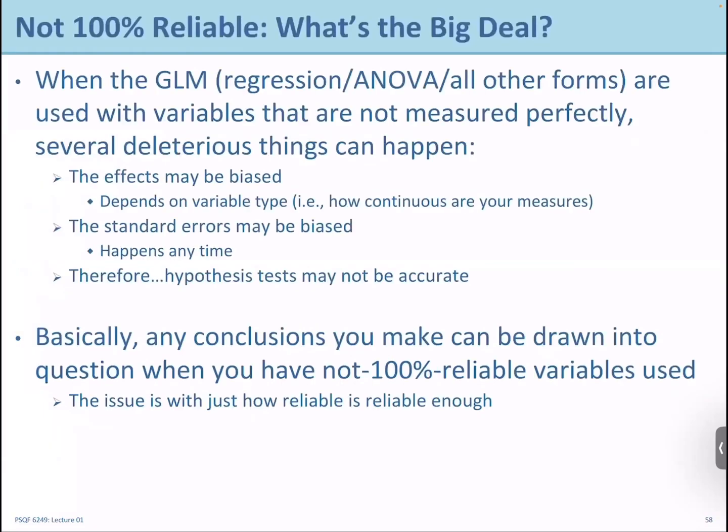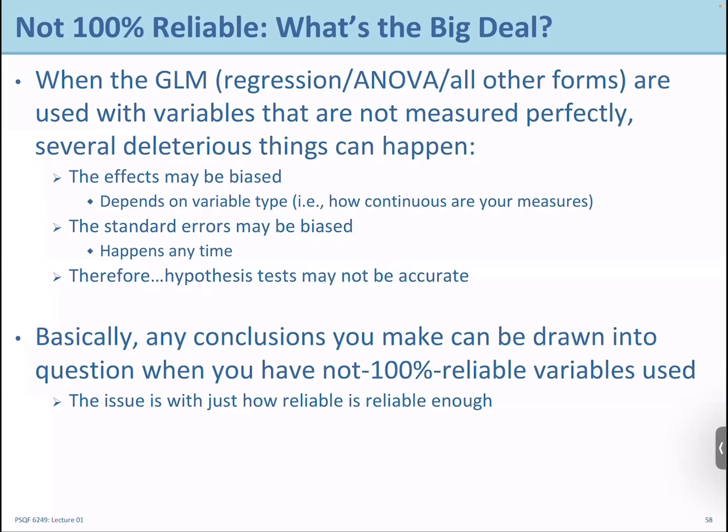This is really what I wanted to get to. What happens if your variables are not 100% reliable? What's the big deal, right? We know we're not supposed to use a linear model if X or Y have some error to it, but what's the matter? There are several things that could go wrong. Your effects may be biased, meaning, depending on the type of variable, beta 1 may say there's a relationship and there really isn't, right?